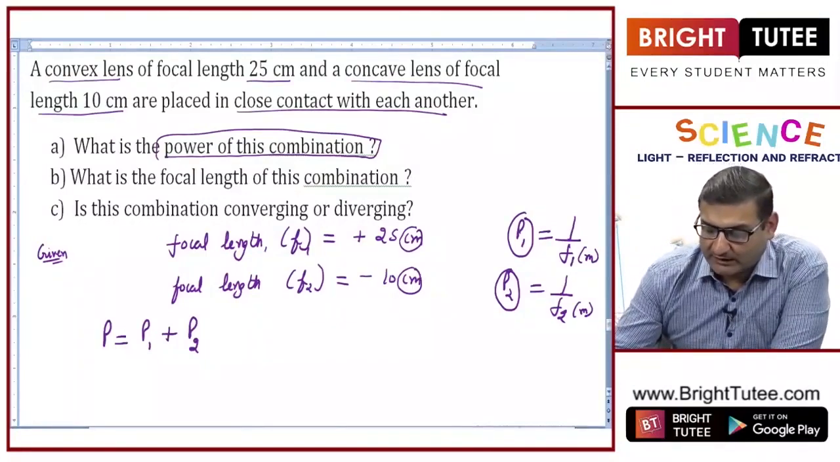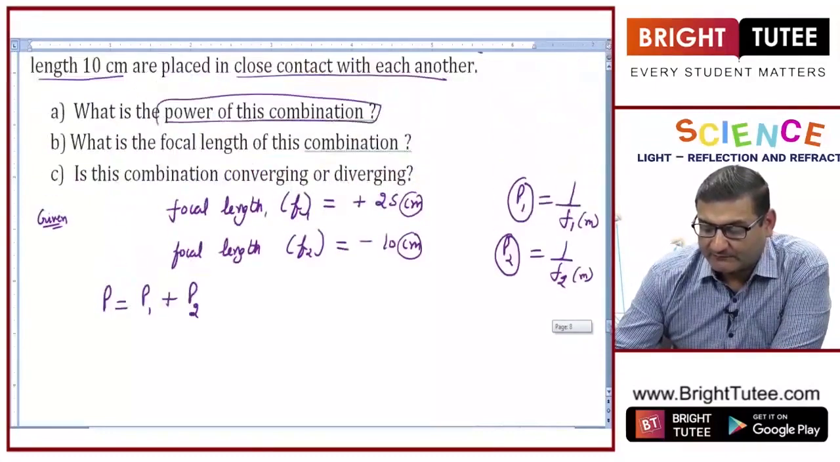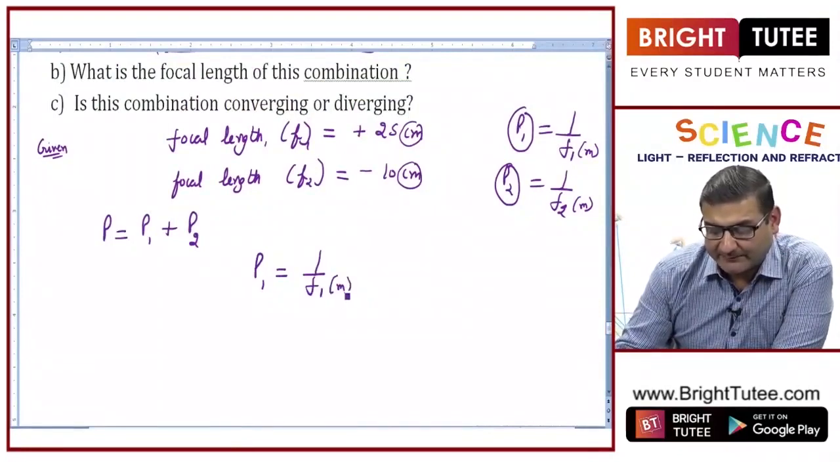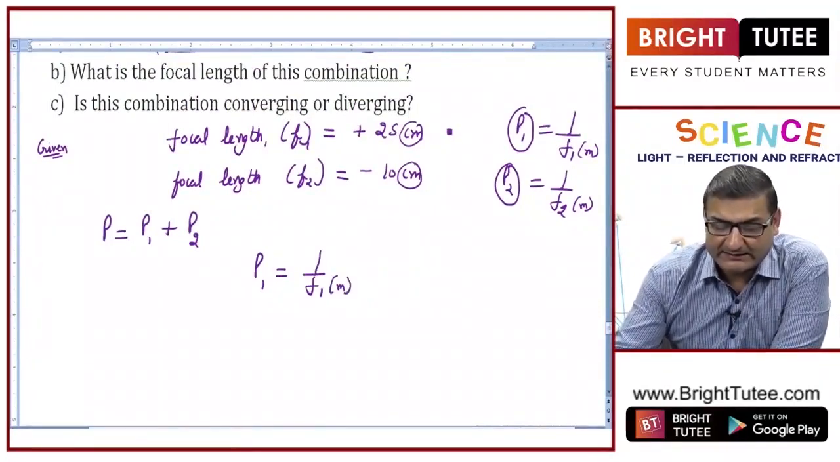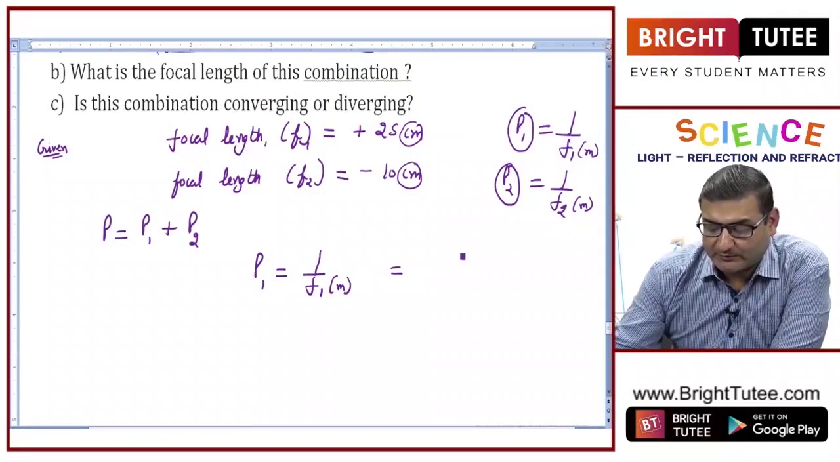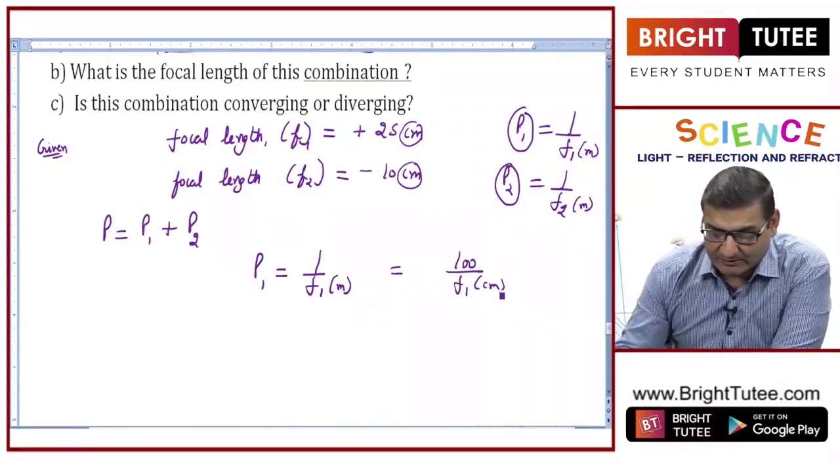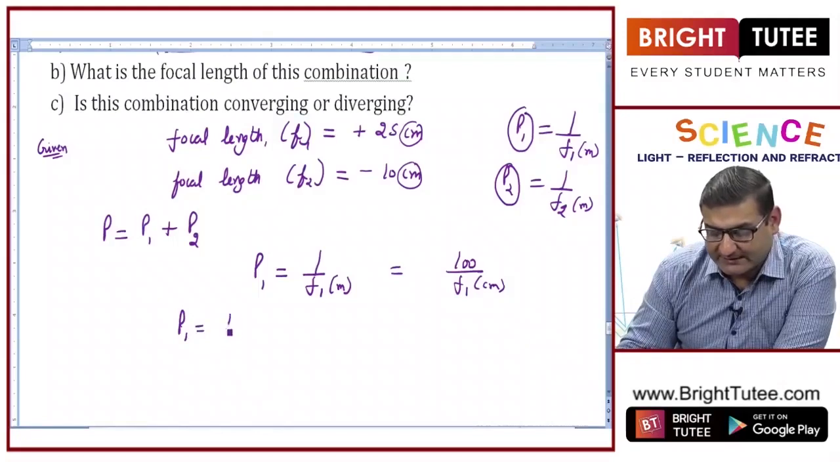So first of all, I'll calculate the power of the first lens. Power of the first lens is 1 upon f1 in meters, which was given in centimeters. So this comes out to be 100 upon f1, with f1 in centimeters. That can be done. Fine. So power of the first lens will be equal to 100 upon 25, which comes out to be 4 diopters with a plus sign.